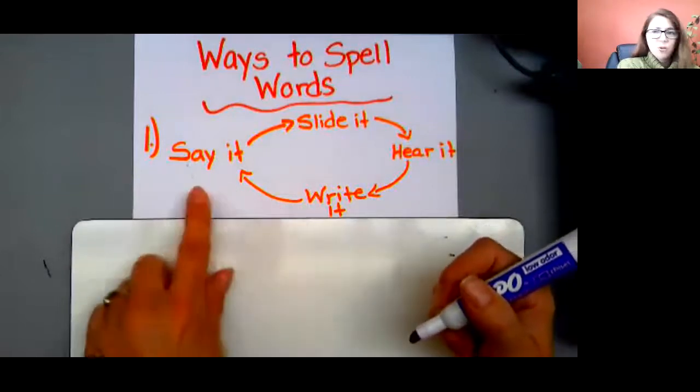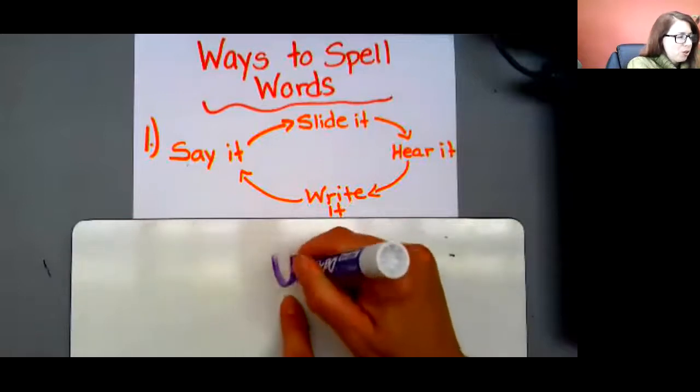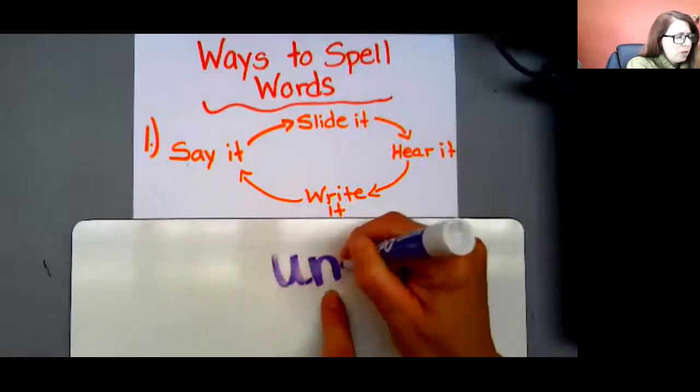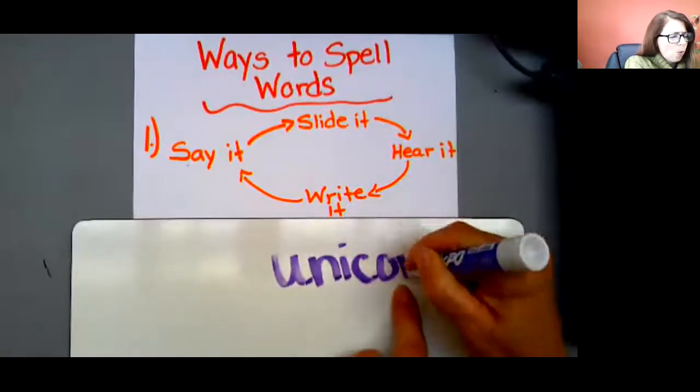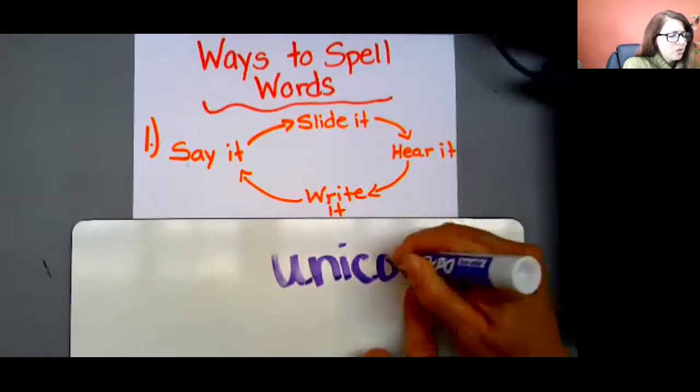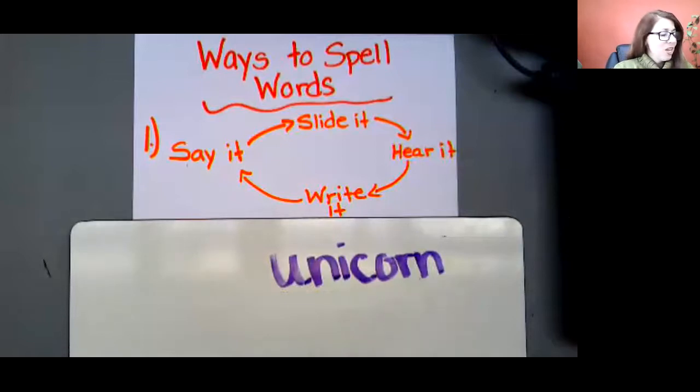Let's try it again. Say the word unicorn. Unicorn. Sliding my finger under while I'm listening to the sounds and writing every single sound that I hear. Okay, sometimes I have to go back several times and say the word, slide my finger under the word, hear the sounds, and write the sounds I hear.